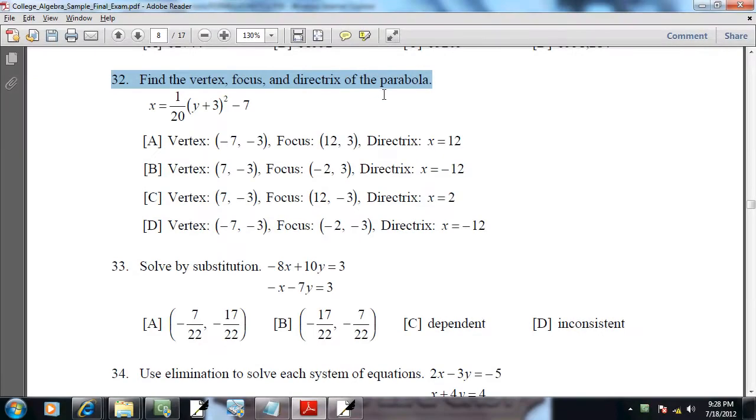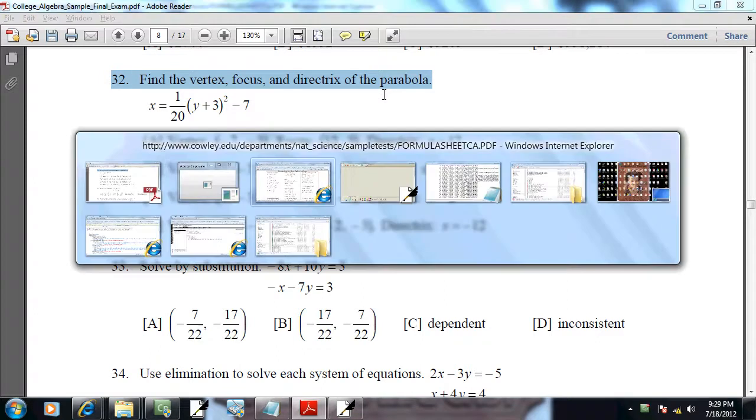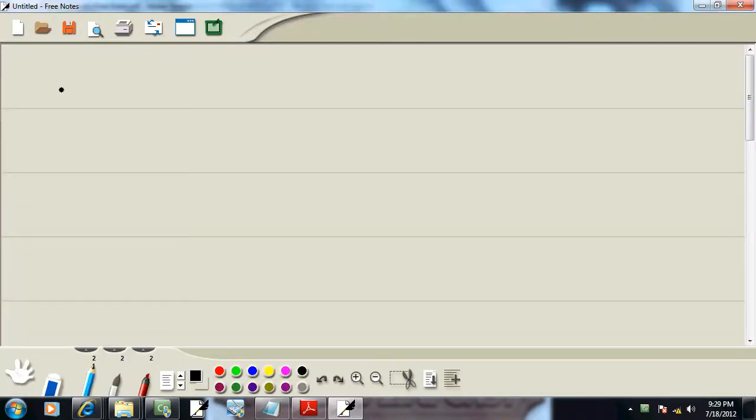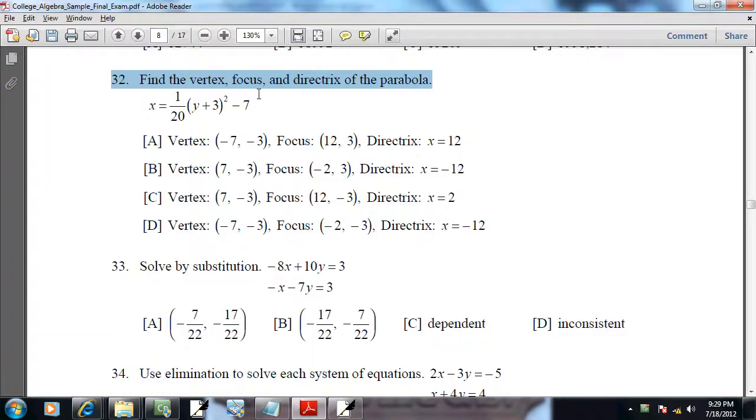And let's take a look at number 32. It says find the vertex, focus, and directrix of the parabola. So they give us x is equal to 1/20th (y plus 3) squared minus 7.